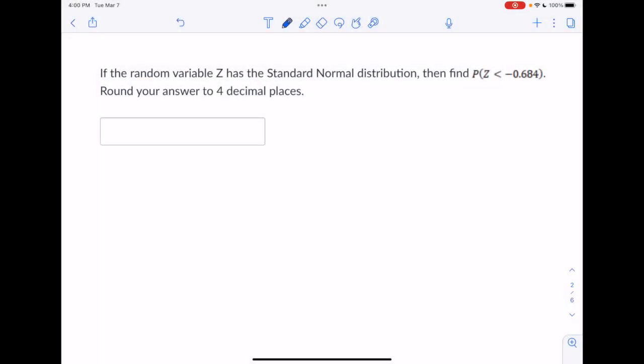This one is from section 6.2. If the random variable z has the standard normal distribution, then find the probability that z is less than negative 0.684 and round your answer to 4 decimal places.